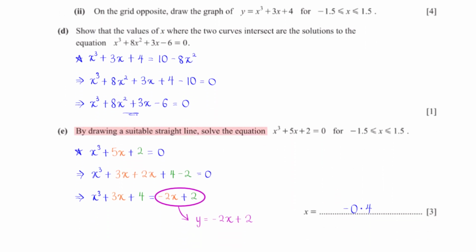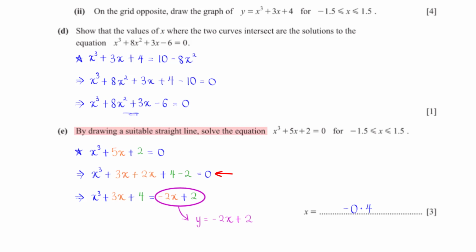By drawing a suitable straight line, solve the equation x cubed plus 5x plus 2 equals 0 for x greater than or equal to negative 1.5 and less than or equal to 1.5. We need to rewrite this equation to leave the equation of the curve, which is x cubed plus 3x plus 4, on one side of the equation. To do this, we can rewrite 5x as 3x plus 2x and rewrite 2 as 4 minus 2.